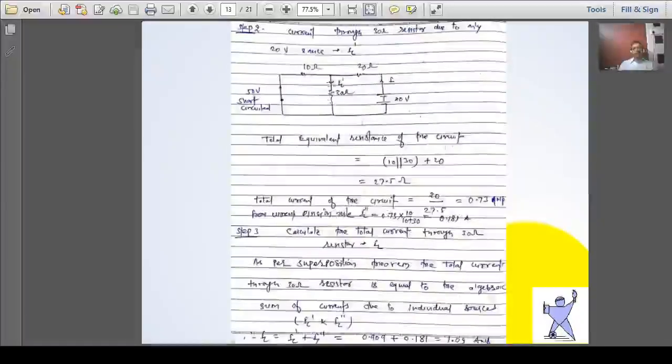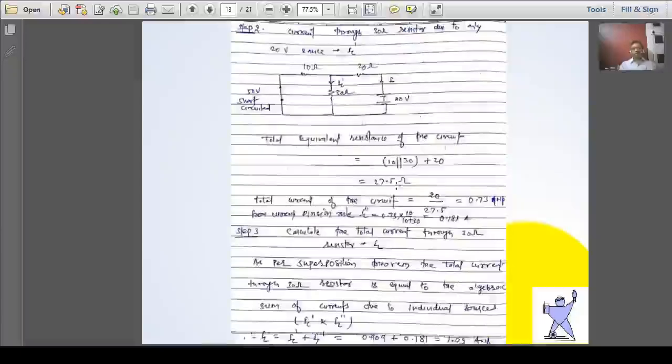So in order to calculate again the branch current, we should know the total current supplied by this source. In order to calculate the total current supplied by this source, we must know the total equivalent resistance of the circuit. As we can see from the circuit, this 10 ohm and 30 ohm resistor are in parallel, and the parallel combination of both is in series with the 20 ohm resistor. So the equivalent resistance of the circuit is the 10 and 30 parallel combination plus 20 in series, so it will give you 27.5 ohm total resistance.